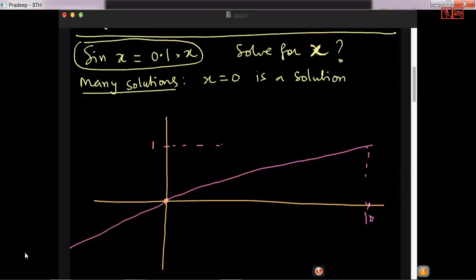Now look at the other equation. What is the other equation? I have sin x. So sin x is a sinusoidal wave which keeps on changing. So let's say this is pi, this is 2 pi, and this is 3 pi.